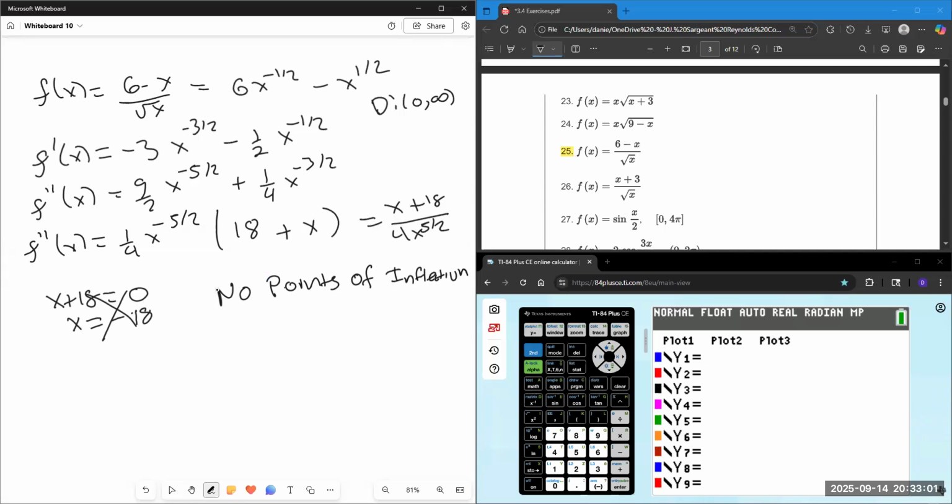Which means it's never going to change concavity. So when I go from 0 to infinity and look at my second derivative here, I only need to stick in my favorite positive number. Doesn't matter what it is. I'll choose 1 to make that denominator simple. So 19 over 4 is a positive number, so this is concave up from 0 to infinity.